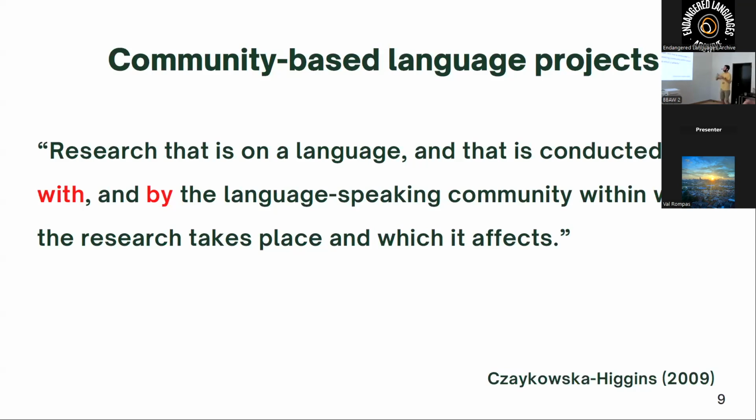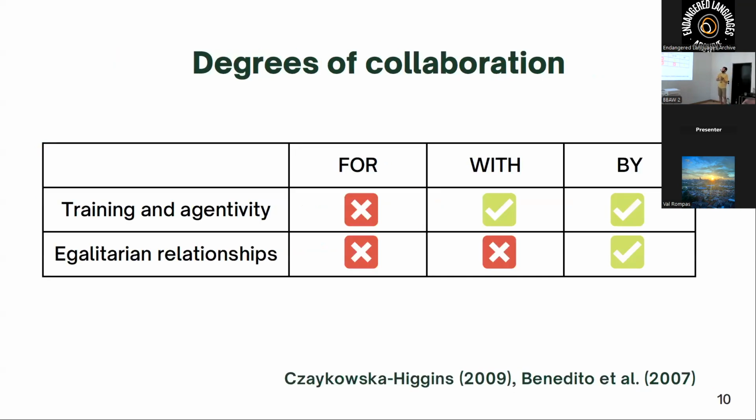So, if we talk about collaboration, one of the most well-known definitions is the one which says that research collaboration is language work that is conducted for, with, and by the language-speaking community. And I think these 3 prepositions are very significant and can inform a bit more about this kind of relationship. And that's why projects that are for a language community wouldn't be really collaborative, I think, because they understand community members as passive agents.